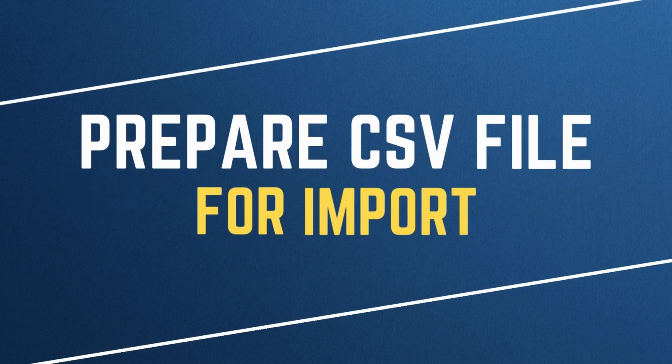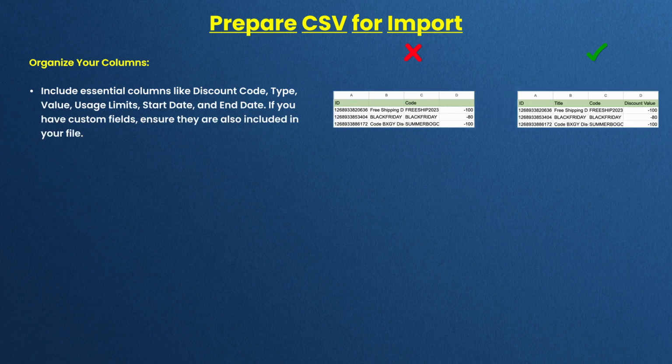Before starting the import process, it's essential to have your CSV file prepared correctly to avoid errors. Here's how to do it. Organize columns. Include essential columns like discount code, type, value, usage limits, start date, and end date. If you have custom fields, ensure they are also included in your file.